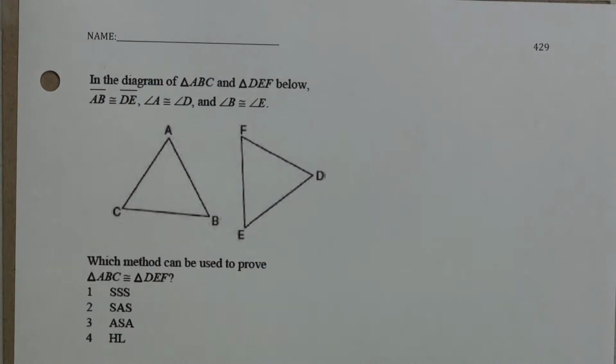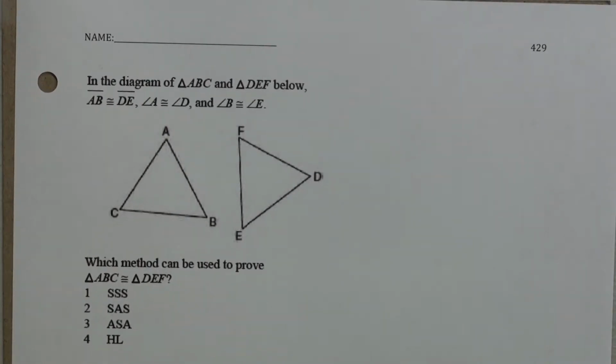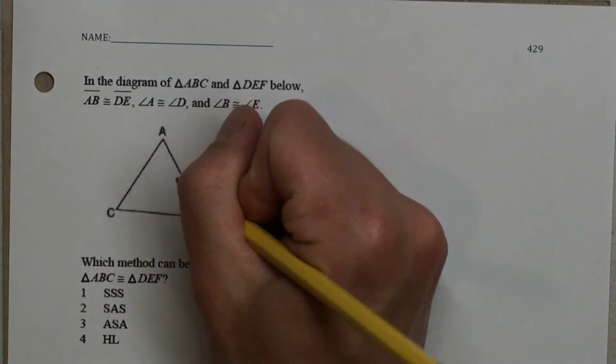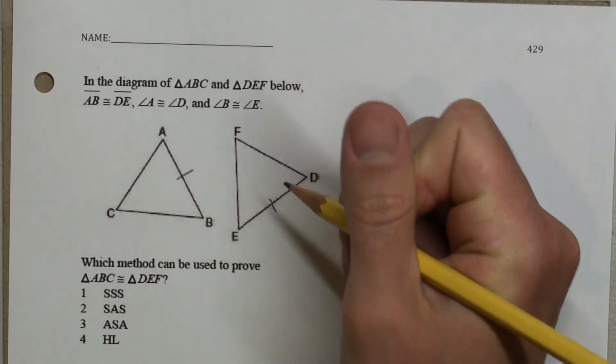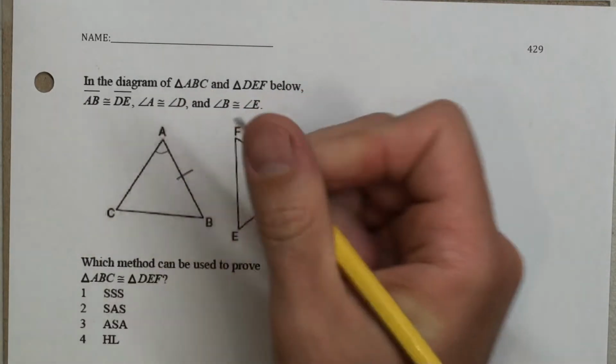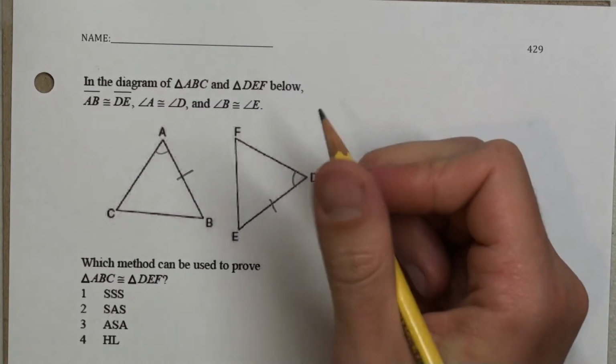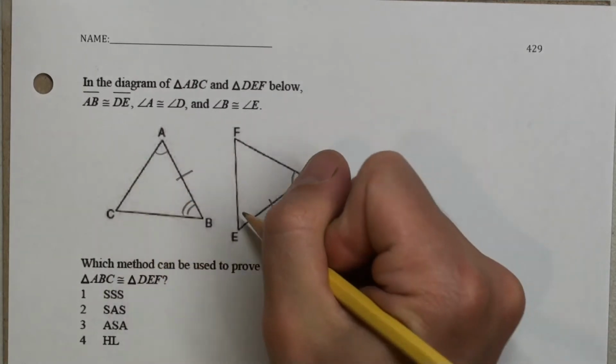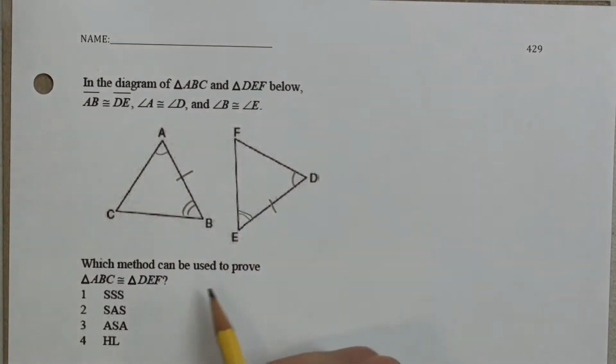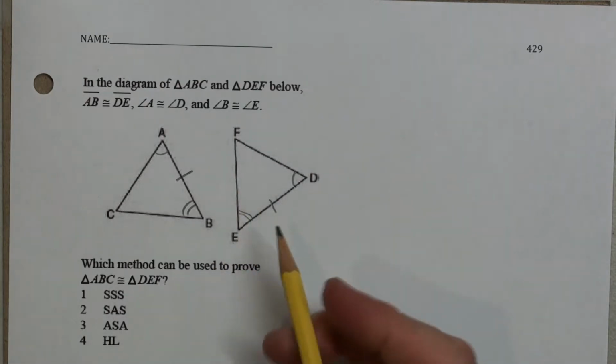In the diagram of triangle ABC and DEF, AB is congruent to DE, A is congruent to D, and B is congruent to E. Which method can be used to prove the two triangles are congruent? Angle, side, angle.